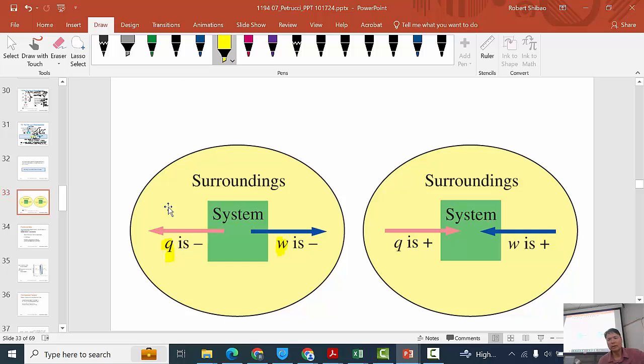Whereas over here, in this case, the system gains energy as it absorbs heat. And a strange thing happens here. If the surroundings does the work, then the system benefits from that. So in this scenario, the surroundings does work on the system, therefore the system gains energy from the work that's done on it by the surroundings.